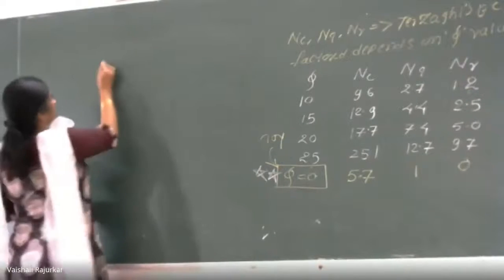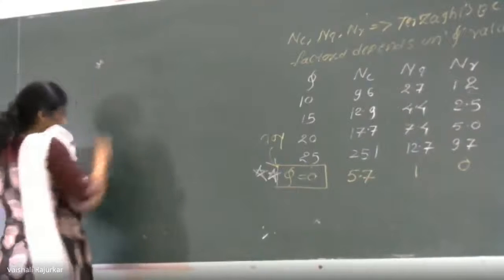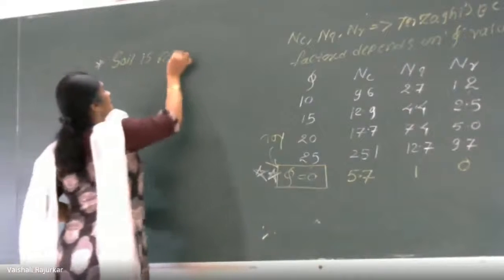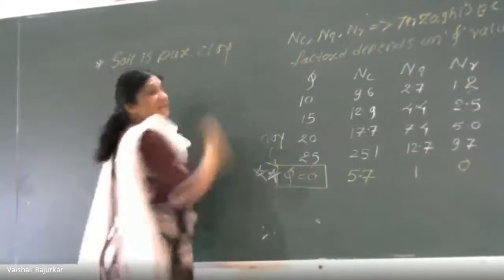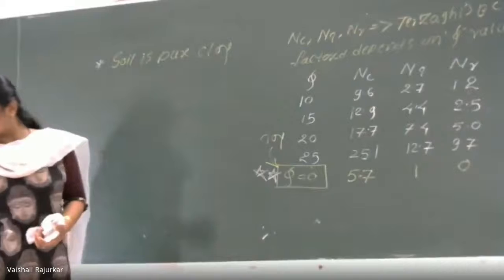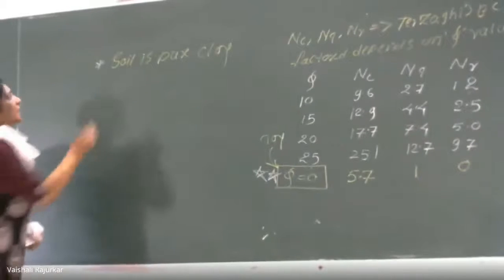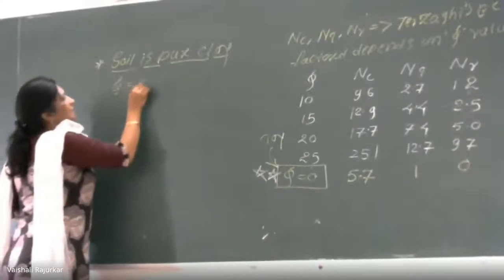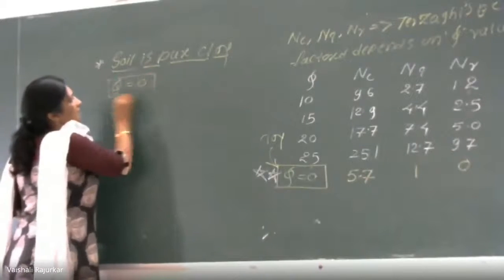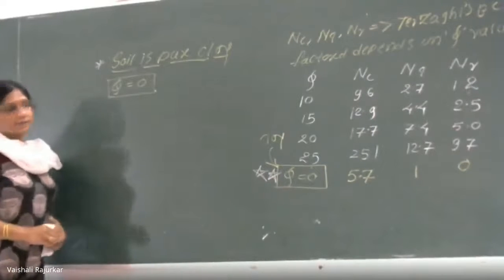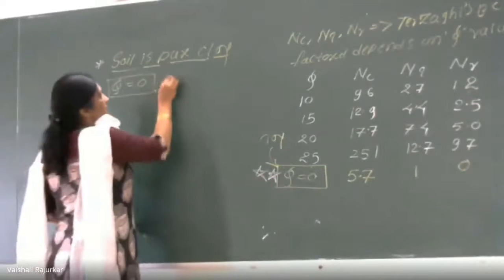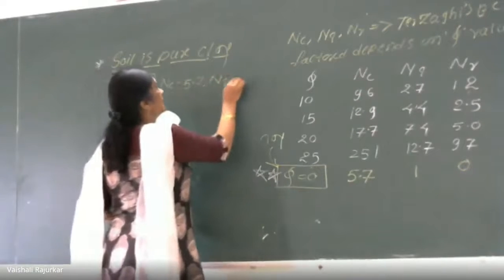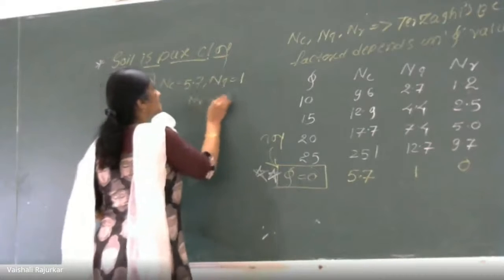Now, see, this is the case when soil is pure clay. I will consider these cases for split footing. If soil is pure clay, naturally the value of phi is equal to 0. If the value of phi is equal to 0, then NC is taken as 5.7, NQ is taken as 1 and N gamma is taken as 0.